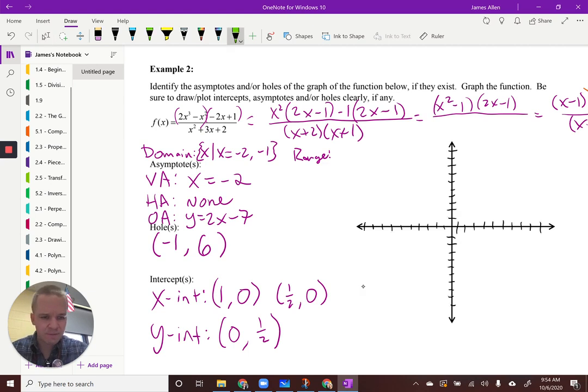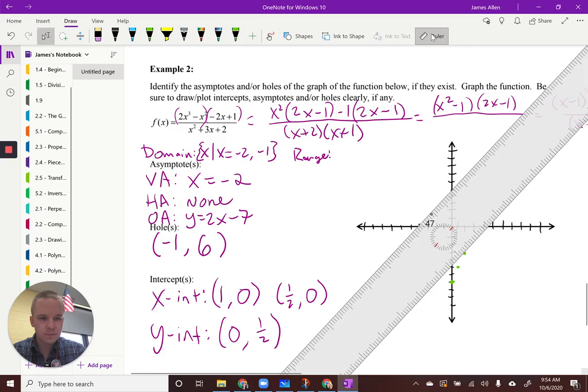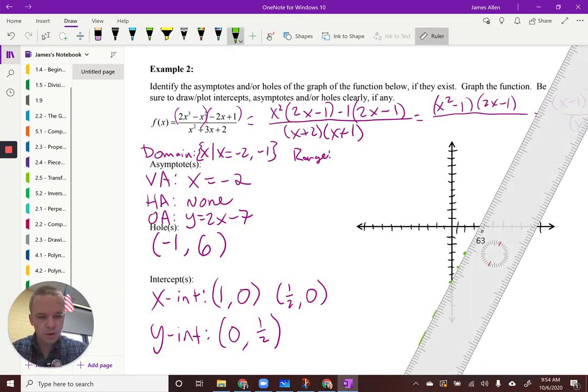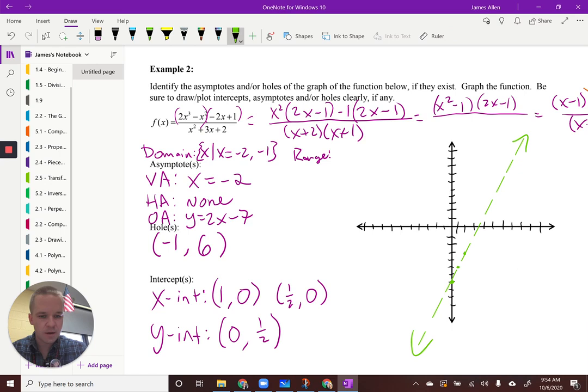So it starts at -7 for my y-intercept. So I have 1, 2, 3, 4, 5, 6, -7. And then I'm going up 2 over 1. Awesome. Up 2 over 1. Cool. And I'm going to go with my ruler here. That looks pretty darn good. There's my oblique asymptote. I like it.